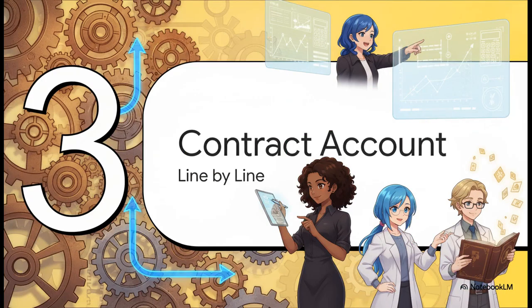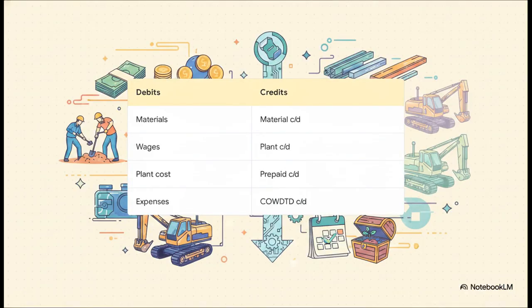Okay, Section 3, preparing the contract account. All right, here's your master cheat sheet for the actual contract account. Let's look at the left side first, the debits. This is where we record all the costs incurred for the project. So we're debiting materials purchased, wages paid, and the full original cost of any new plant machinery we bring to the site. Over on the right side, the credits, we record our closing balances and transfers.